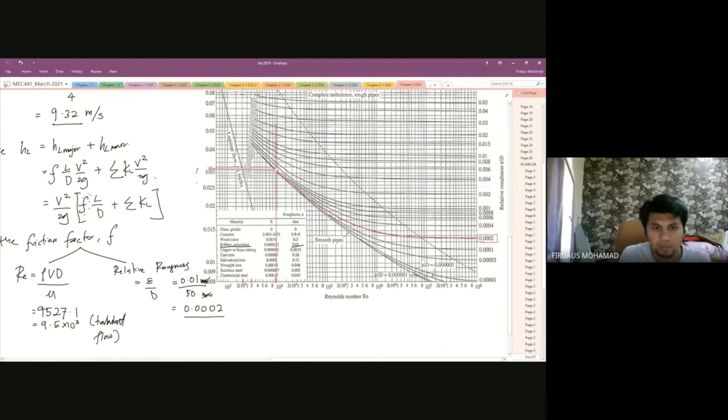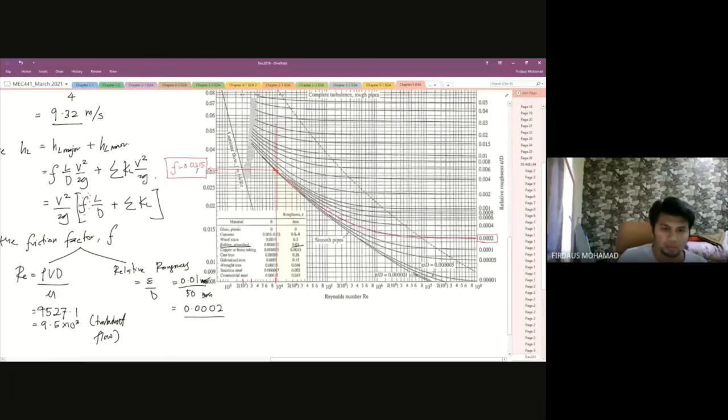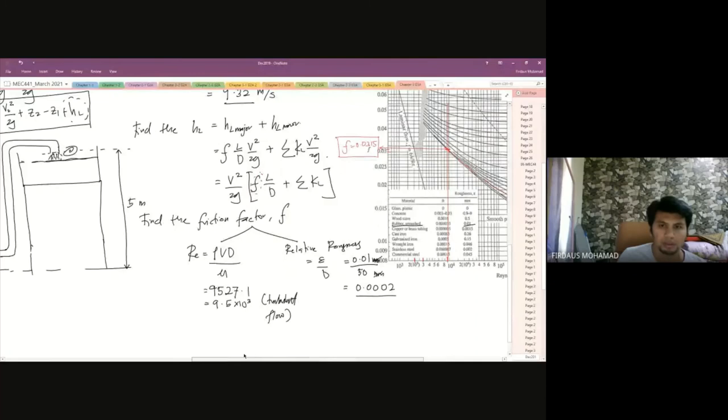This is 0.03. 32, 34, 36, 38. 0.032, 0.03. 31. 31 berapa tu? 315 boleh? Setuju eh? F 0.031, setuju. 0.0315. Okay, so any question so far untuk F to determine friction factor?